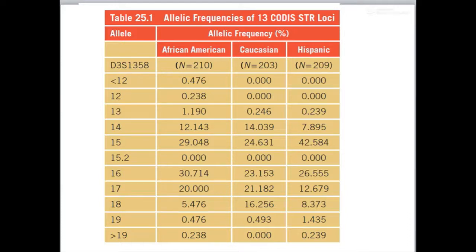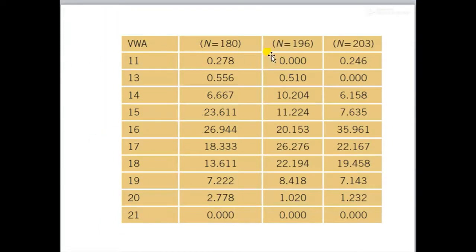So if you're considering profiling for 13 loci, the frequencies of different alleles for these 13 STR loci should be calculated, and you need to prepare a table depicting these allelic frequencies. And using these allelic frequencies, later on we will calculate the what?